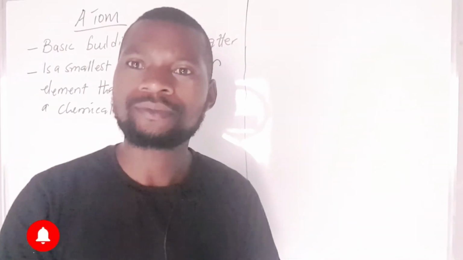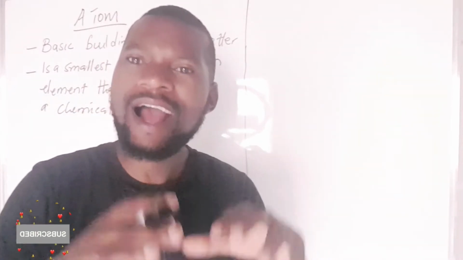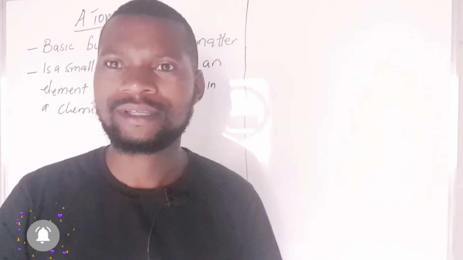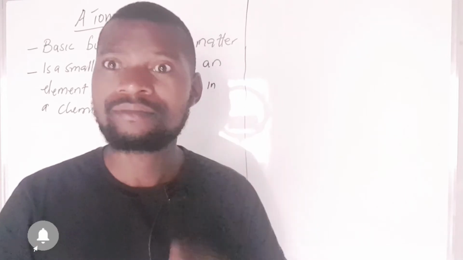In this lesson, I'm going to discuss an atom and the basic structure of an atom. As we look at an atom, we have to define what an atom is. An atom is just the basic building block of matter. Or you can say an atom is the smallest particle of an element that takes part in a chemical reaction. Even though an atom is the smallest particle of an element, it is also divided into other smaller particles. So in short, an atom consists of three basic particles.